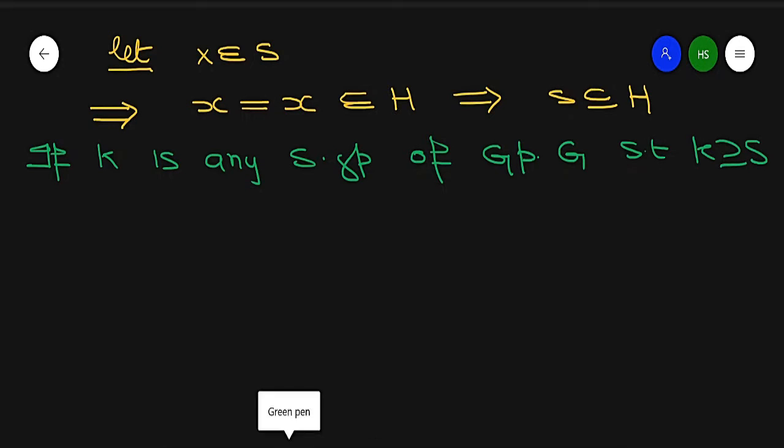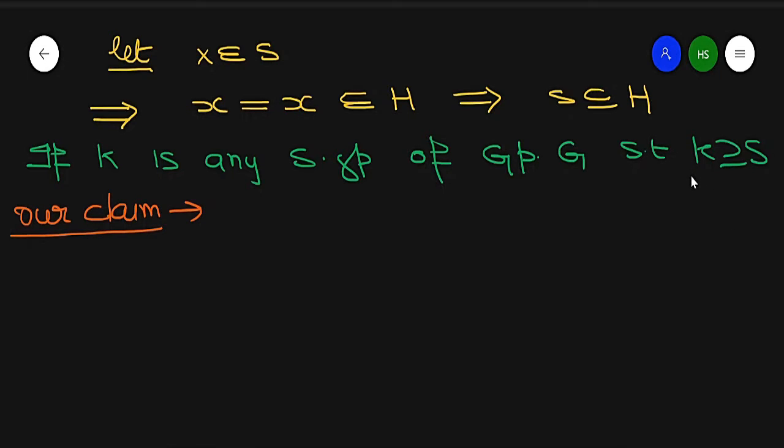Yeah, S is a subset of S. So what is my claim? Our claim is: if K contains S, then H should be a part of K. So how will I prove it? I take some element a belonging to H.